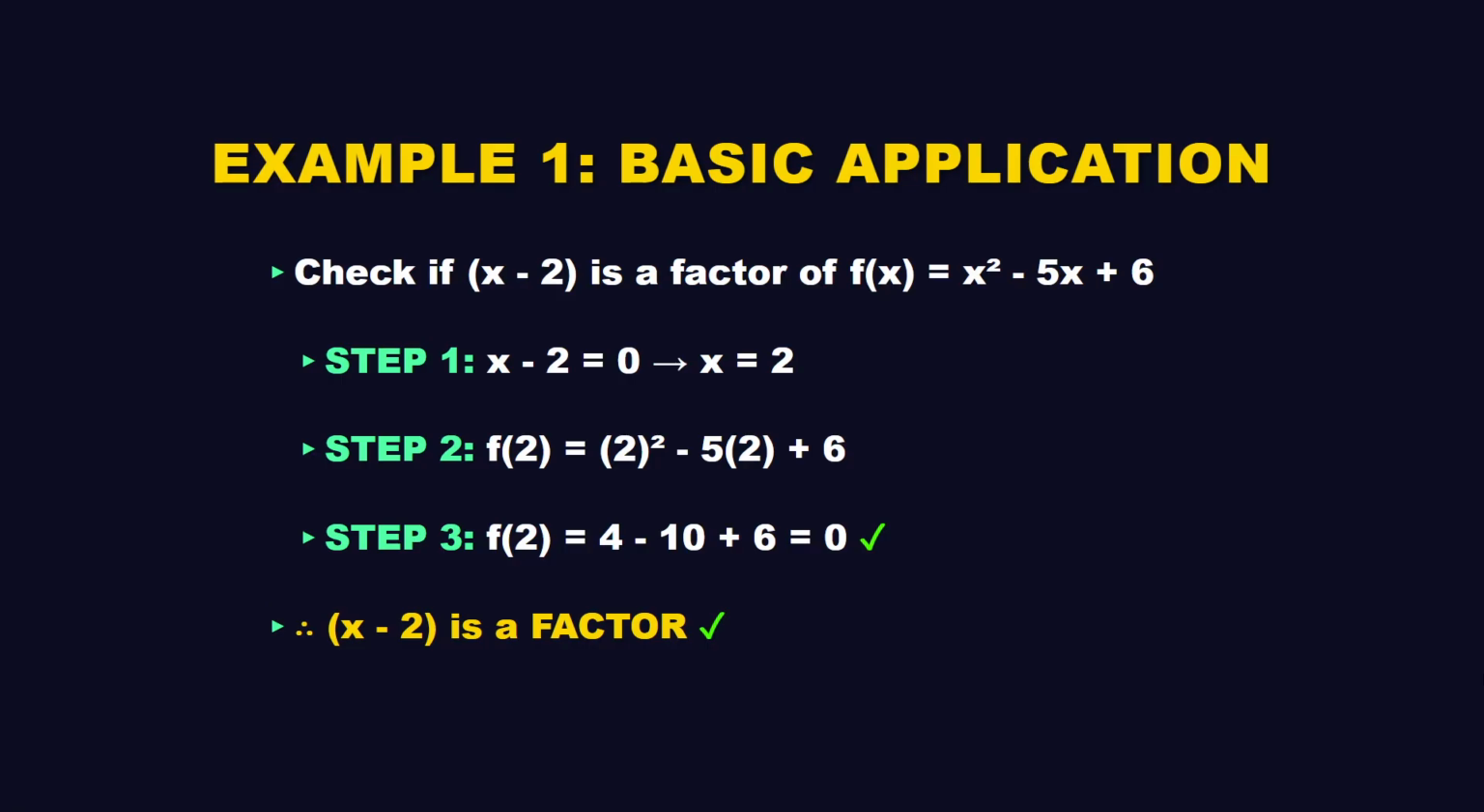So all I have to do is check if the remainder f of 2 in this case is 0 or not. So if I substitute 2 in the place of x, it becomes 2 square minus 5 into 2 plus 6. That gives me 0. Since f of 2 equals 0, I can say that x minus 2 is a factor of f of x. Simple.